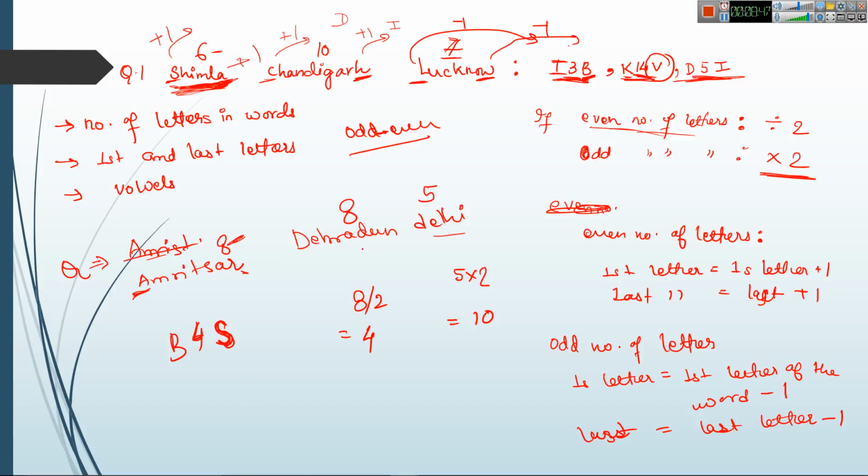Code for Dehradun, again it has an even number of letters. The first letter is D, then D plus 1 we will do. Then we will get E. And then we have the last letter N. After N, N plus 1 comes O.